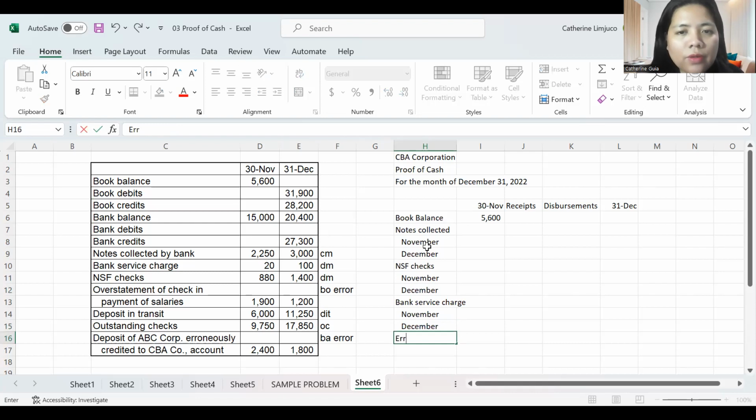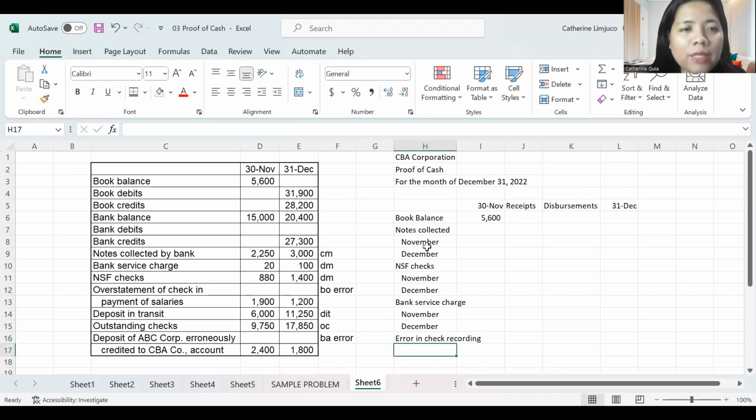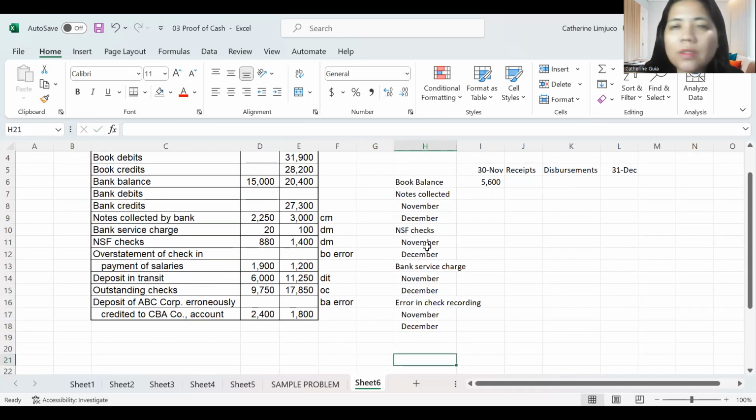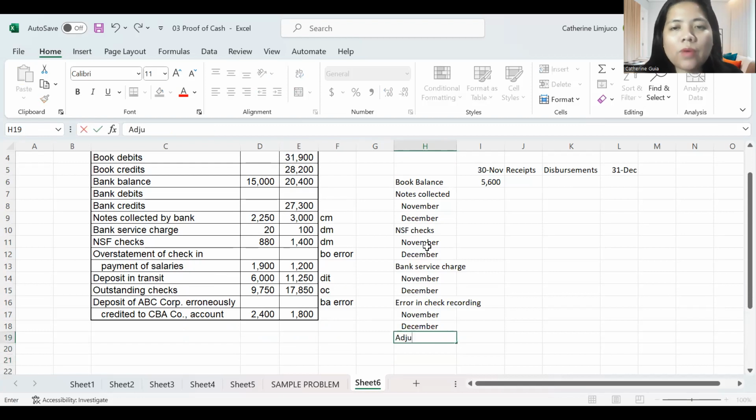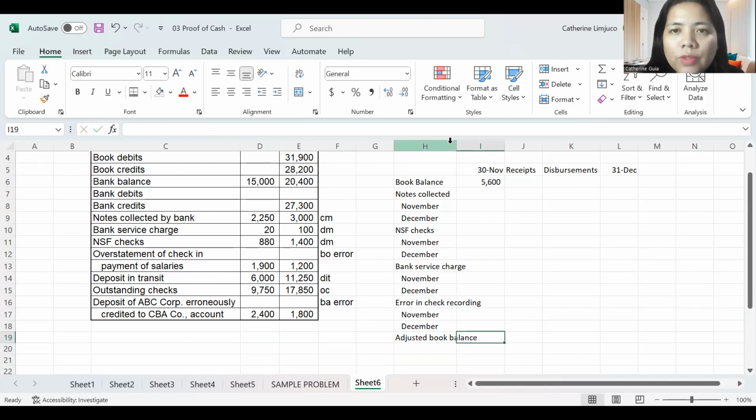What else? We also have error in check recording. So this is for overstatement of check and payment of salaries. Okay, so we will just copy the reconciling items in the table. And this will be our adjusted book balance.